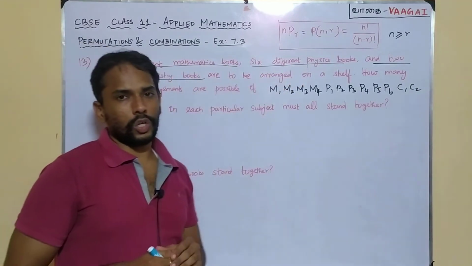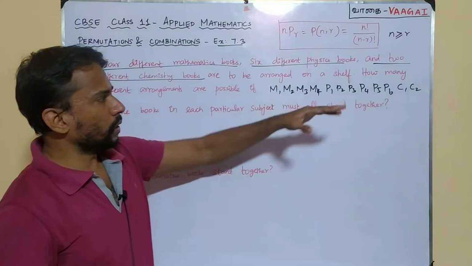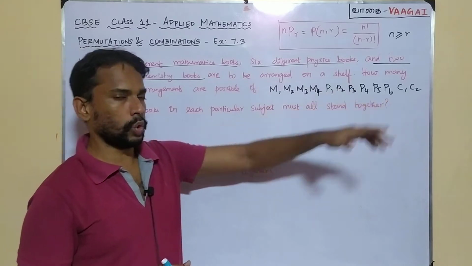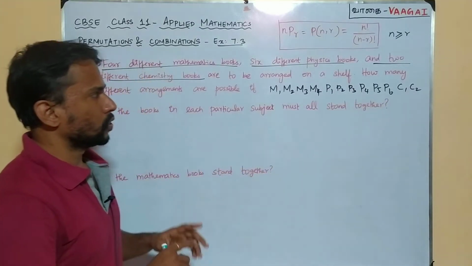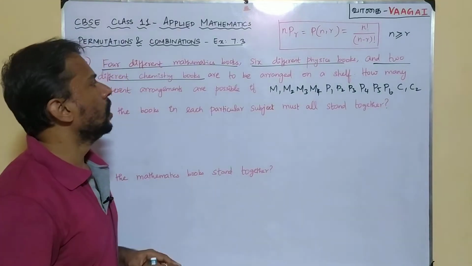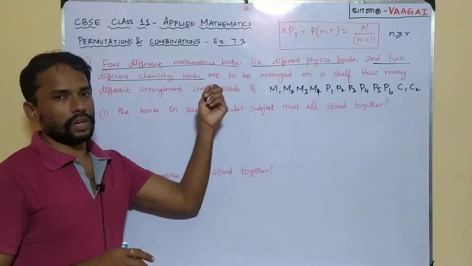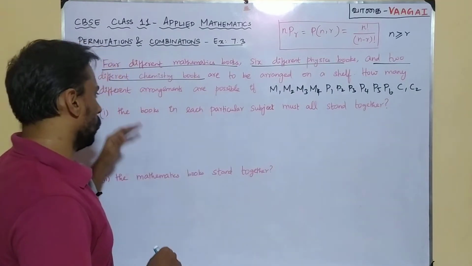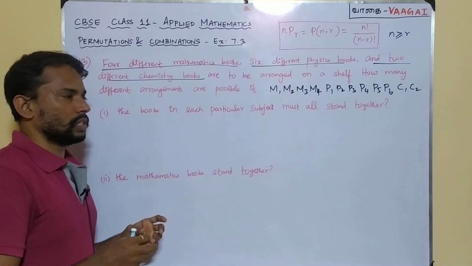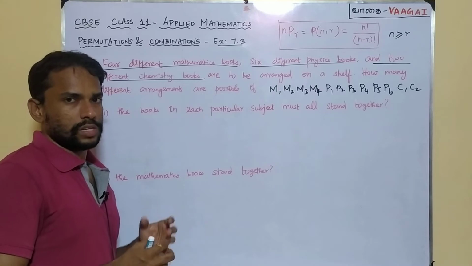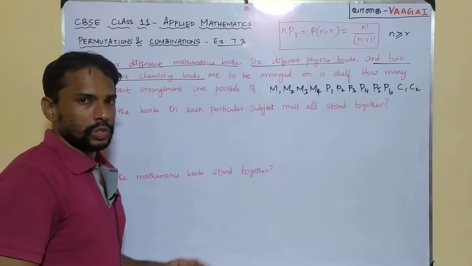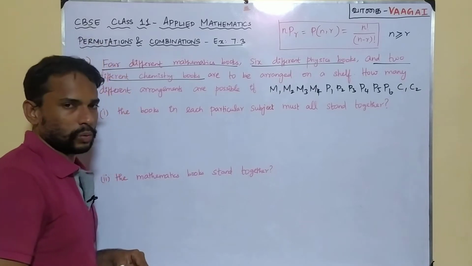They are to be arranged on a shelf. So in total, how many books are here? 4 plus 6 plus 2, 12 books are available. These 12 books are to be arranged on a shelf in a row. How many different arrangements are possible if so? We have 2 subdivisions. Concept wise it is going to be much easier, but calculation wise we have more work to be done here. So be ready for your calculations.